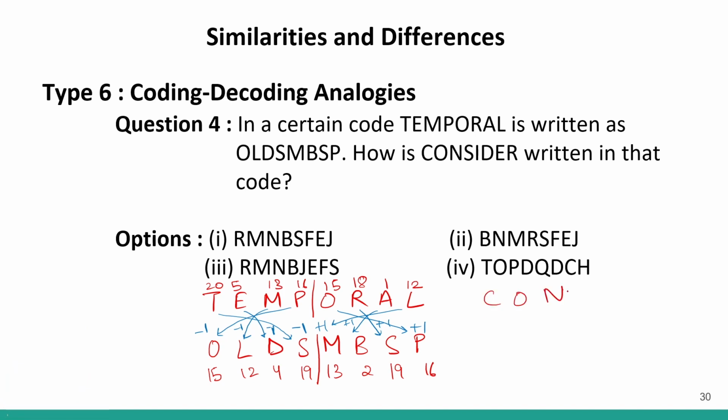So if I write consider, so over here we have consider. Now let us apply the same logic on consider. So I'll break this from between. I'll write the positions first. So 3, 15, N is ranked at 14, S is ranked at 19. Similarly, I is ranked at 9, 4, 5 and 19. Sorry, S is ranked at 19.